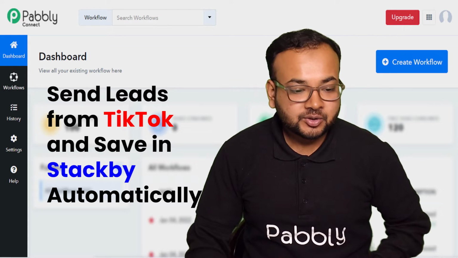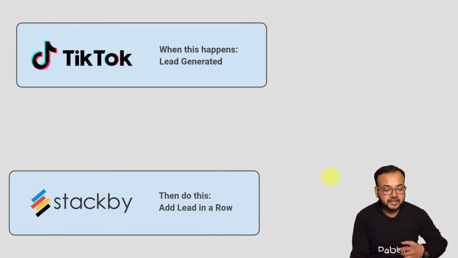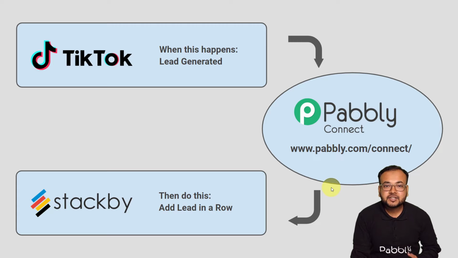Okay, so let me show you how it is going to work. It is going to work like this. As and when you get a lead generated from TikTok lead generation tool, the same lead will be added in a database in a row that you have in Stackby application. And this whole process is going to happen automatically. To make this happen, we are using Pabbly Connect, which is an integration and automation tool. And the best part of setting up this automation is that you will not require any coding skills or programming knowledge. So now let us set up this automation together.